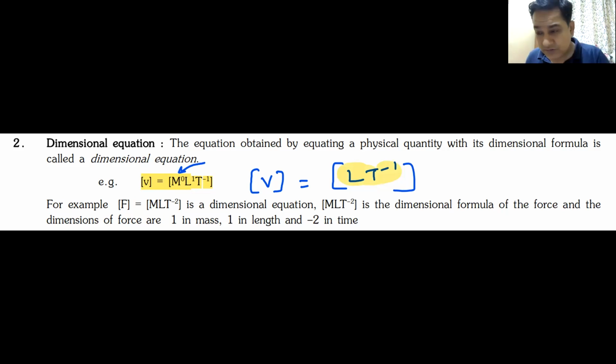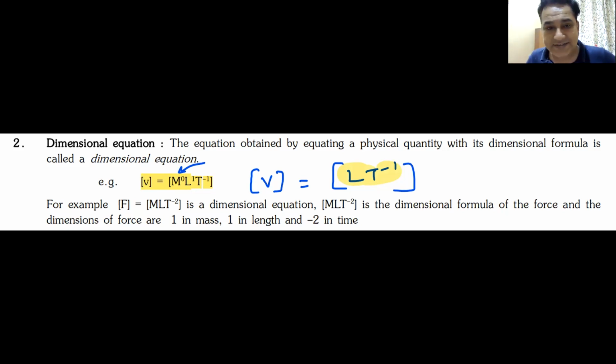But correctly, theoretically, what you should have done is write mass raised to the power 0, L T raised to the power minus 1, then Kelvin raised to the power 0, then ampere raised to the power 0, then mole raised to the power 0, then candela raised to the power 0, then radian raised to the power 0, then steradian raised to the power 0. It would have become very tedious. Don't want to write all these things. So we'll only write those dimensions which are appearing.